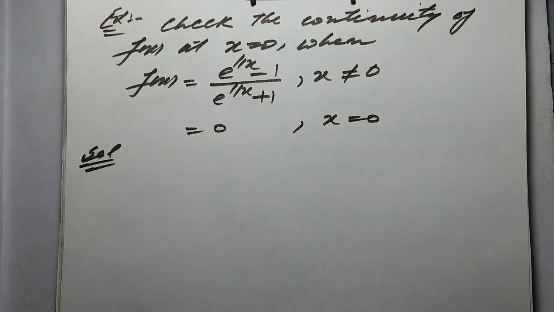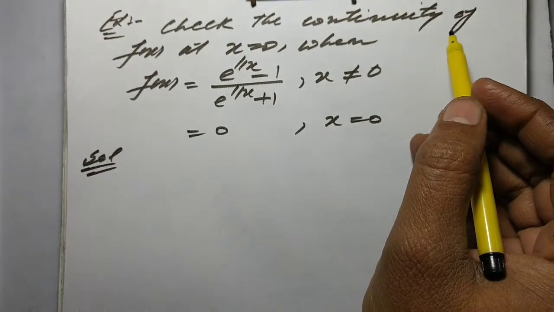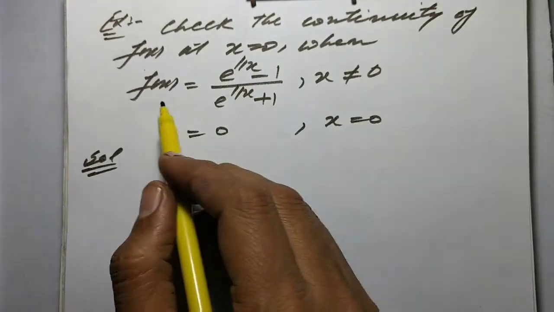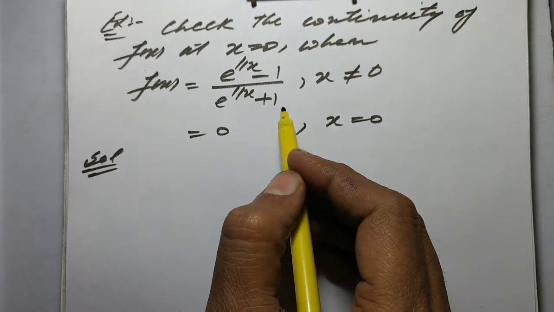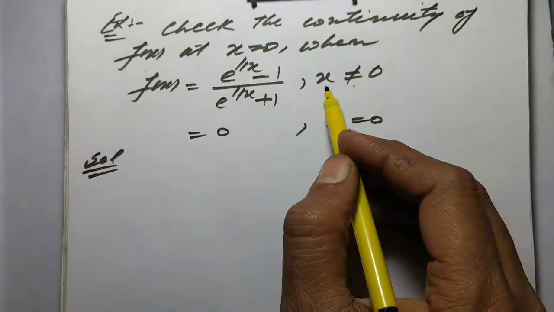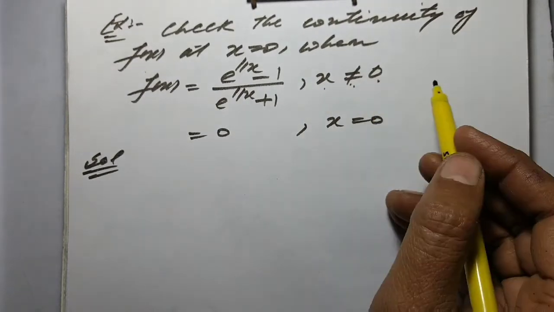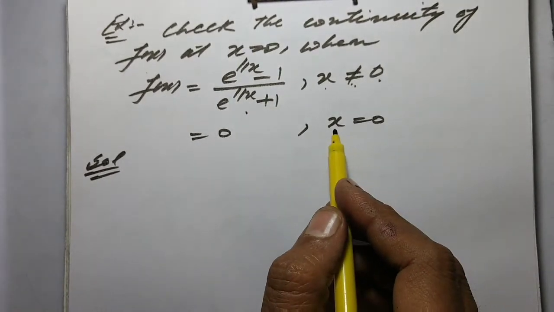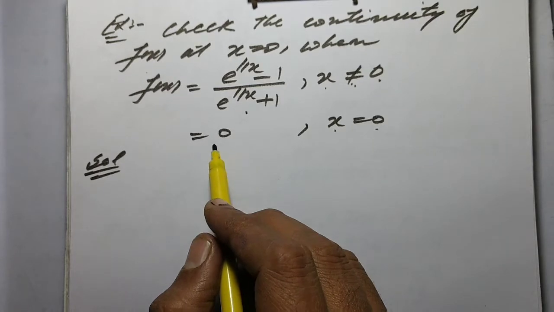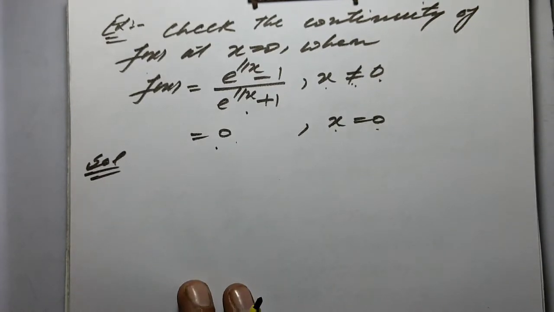For more clarification, let us take another example. Suppose check the continuity of f(x) at x = 0 when f(x) is given as e^(1/x) − 1 upon e^(1/x) + 1 when x is not equal to 0. When x is not equal to 0, it means when x is greater than 0 or less than 0, for both the conditions the function has the same expression, and for x = 0 the function has the value 0, that is the functional value at x = 0 is 0. So now we have to check the continuity of this function at x = 0.